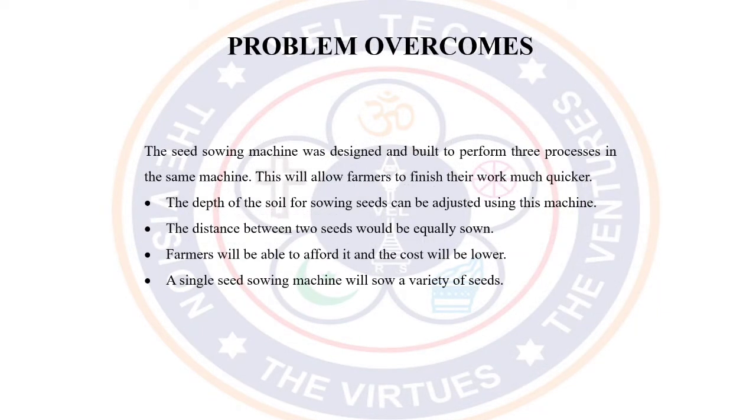Problem overcome. The seed sowing machine was designed and built to perform 3 processes in the same machine. This will allow farmers to finish their work much quicker. 1. The depth of the soil for sowing seeds can be adjusted using this machine. 2. The distance between 2 seeds would be equally sown. 3. Farmers will be able to afford it and the cost will be lower. 4. A single seed sowing machine will sow a variety of seeds.